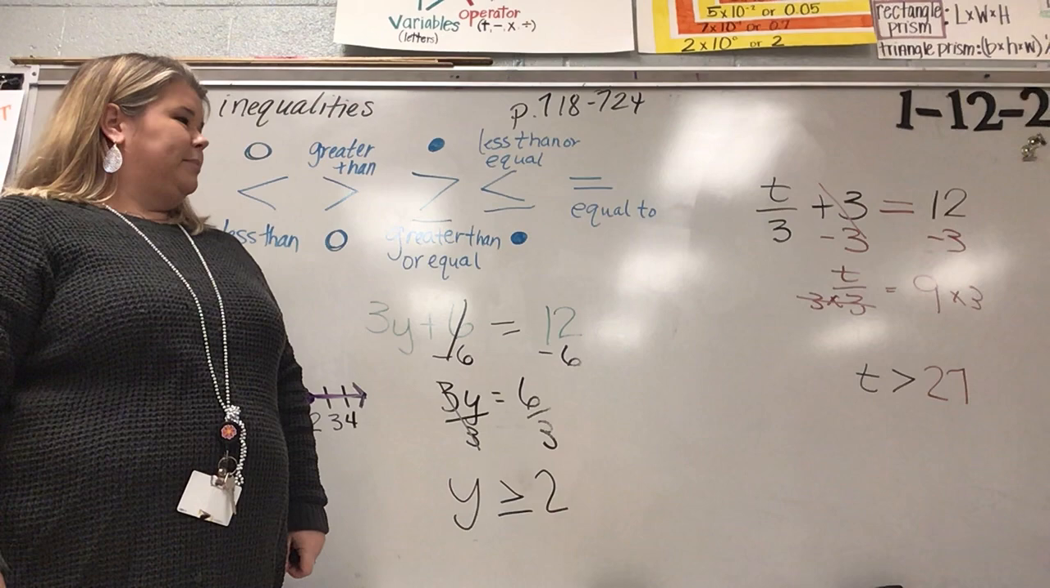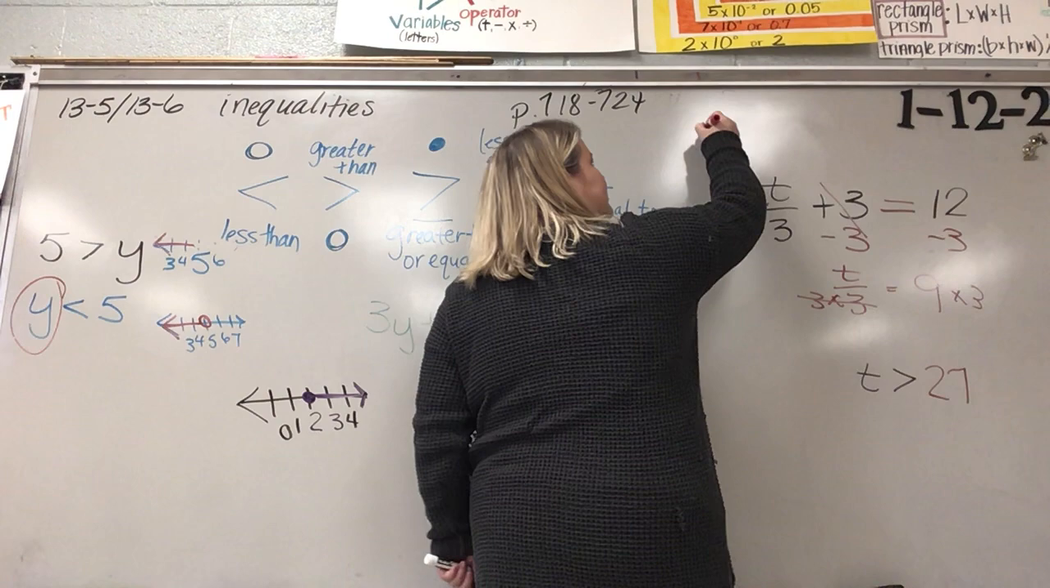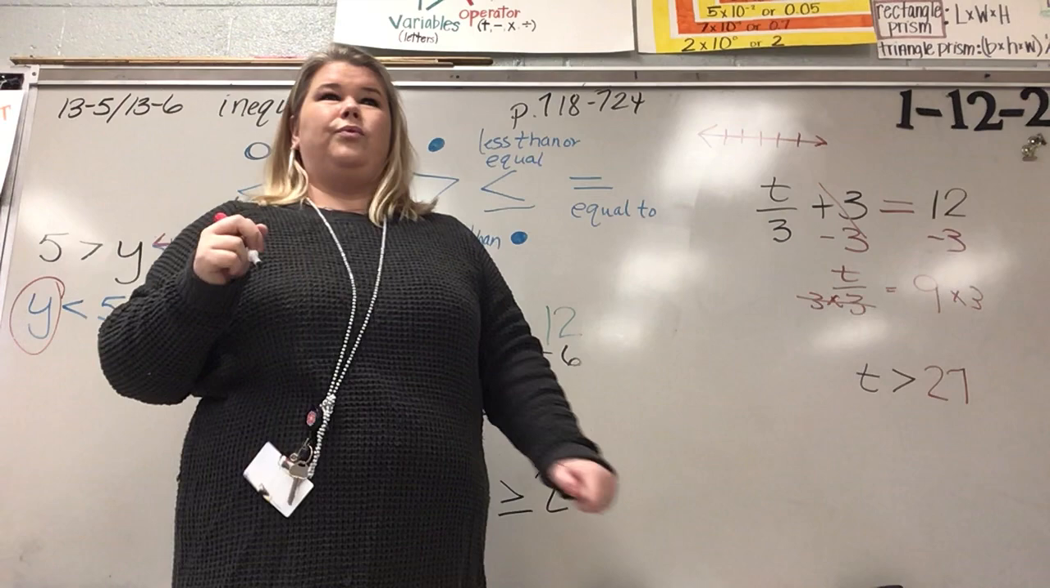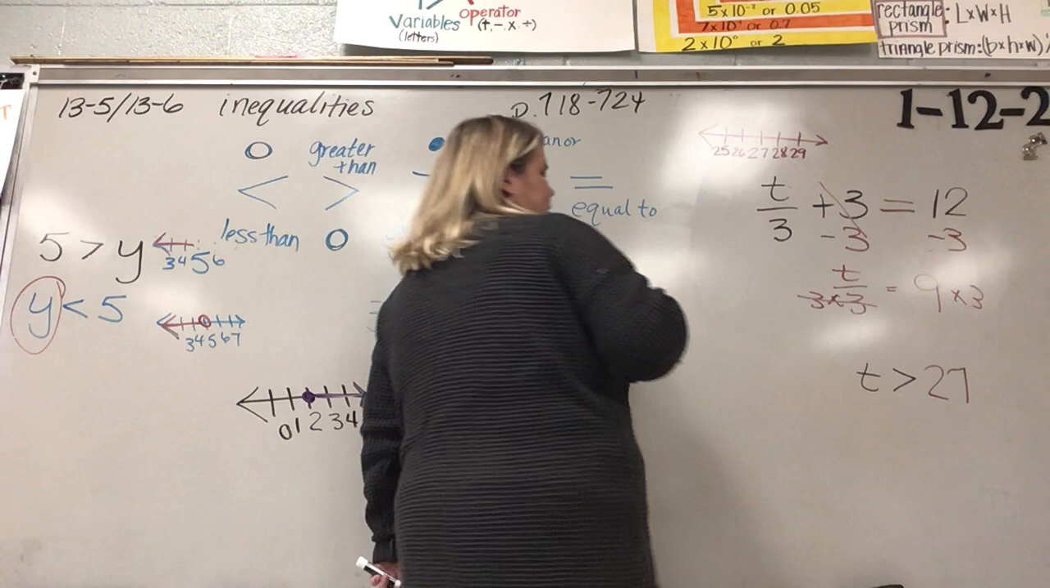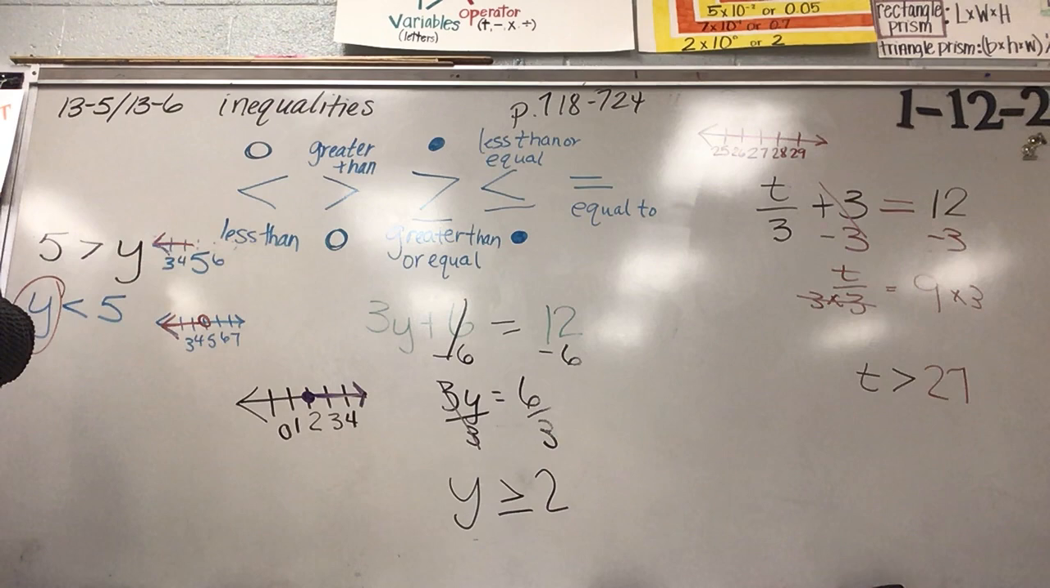So now we have to plot this. Who goes in the middle? 27. Then 28, 29. Who goes in front of it? 26 and 25. That's a lot of numbers. Miss Skinner, I got my multiplication wrong now. I feel stupid. No, it's fine. We all have those days.